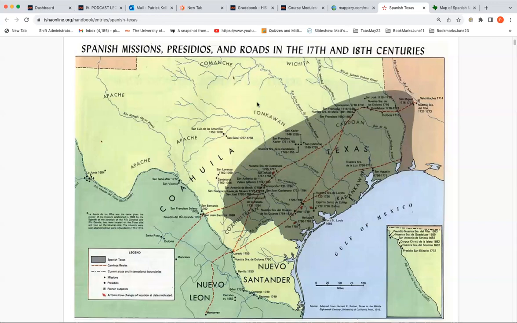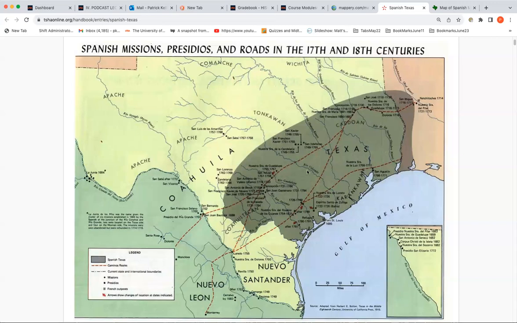So I just want you to get in your mind just how powerful the Comanche were, much more powerful than the Spanish, much more powerful than the Mexican government. And really, for the first 50 years that Anglo-Americans controlled Texas, the Comanche were more powerful than the Anglo-Americans too. And they kept Texas from expanding.